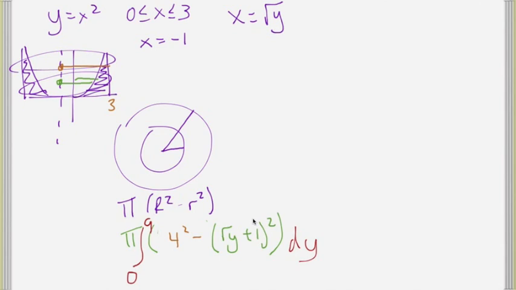How do we know it's up to 9? Because x goes out to 3, and our equation is y equals x squared.